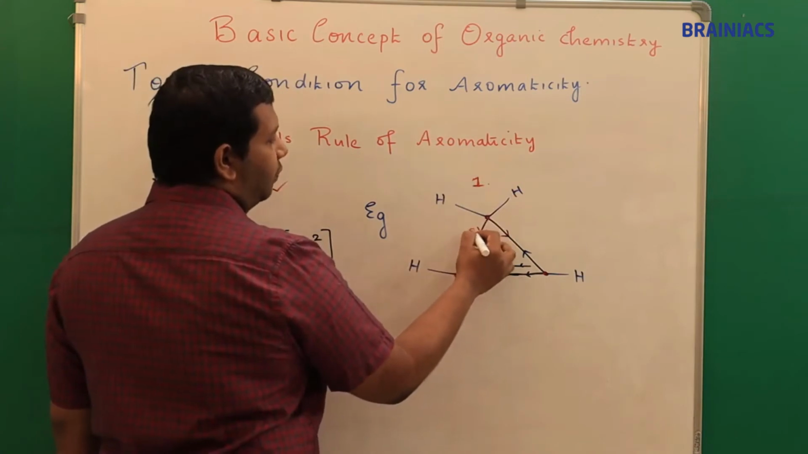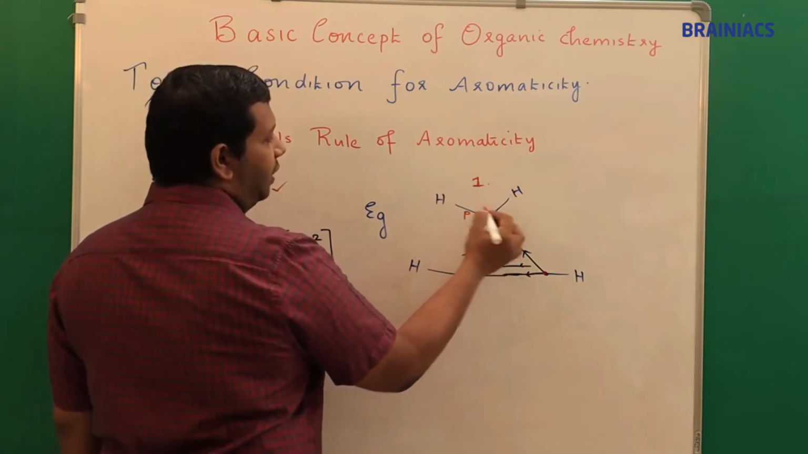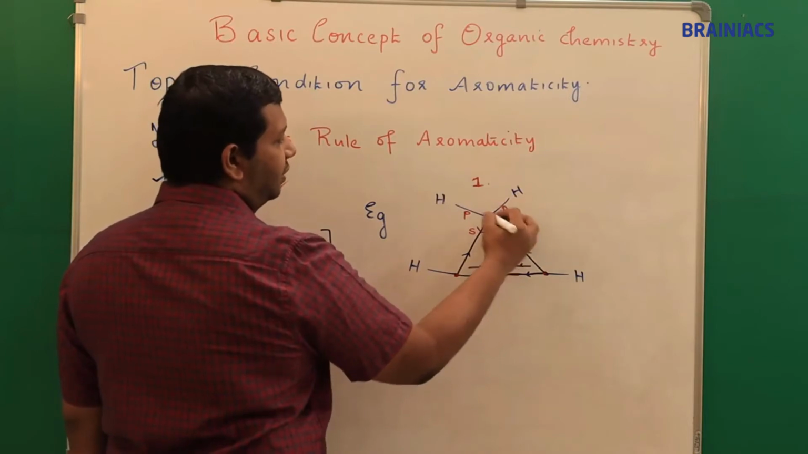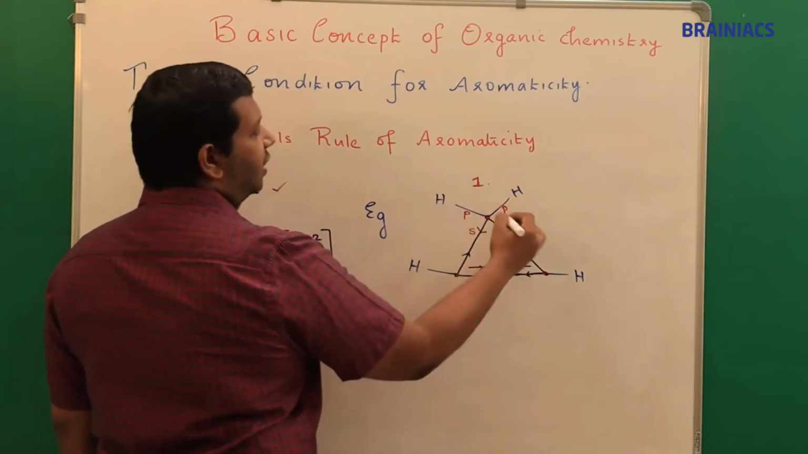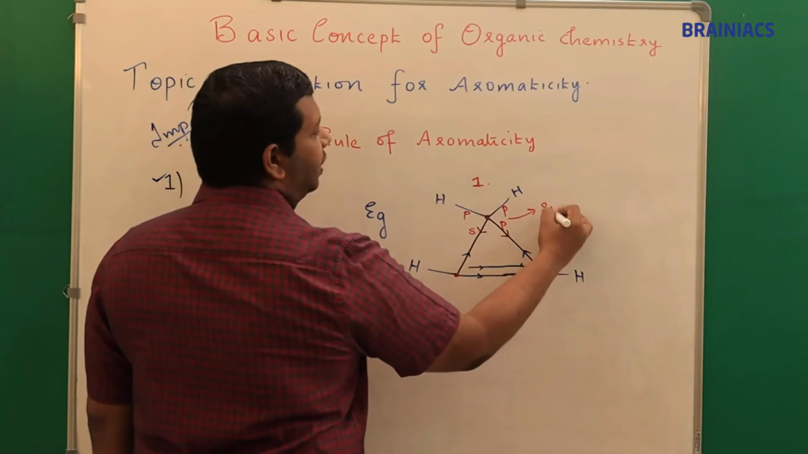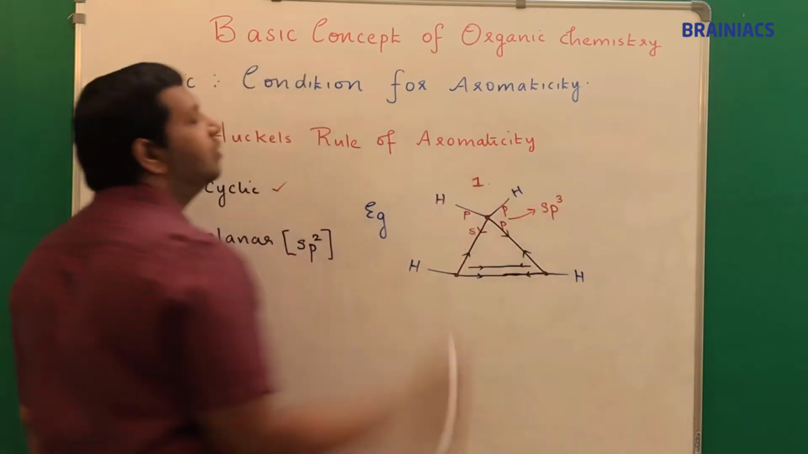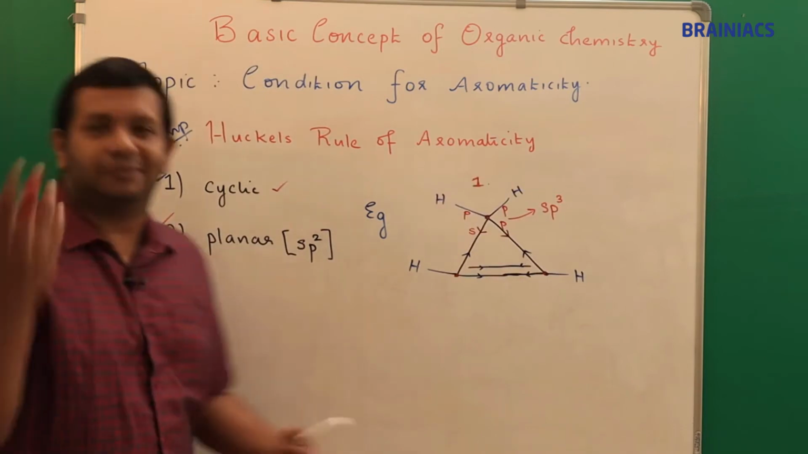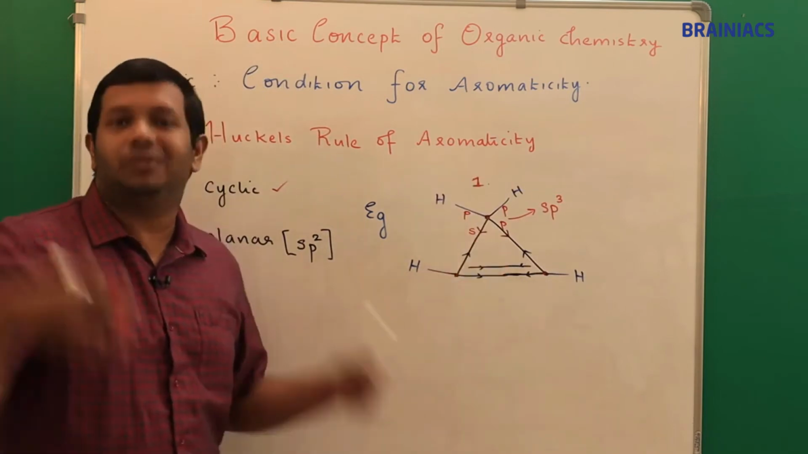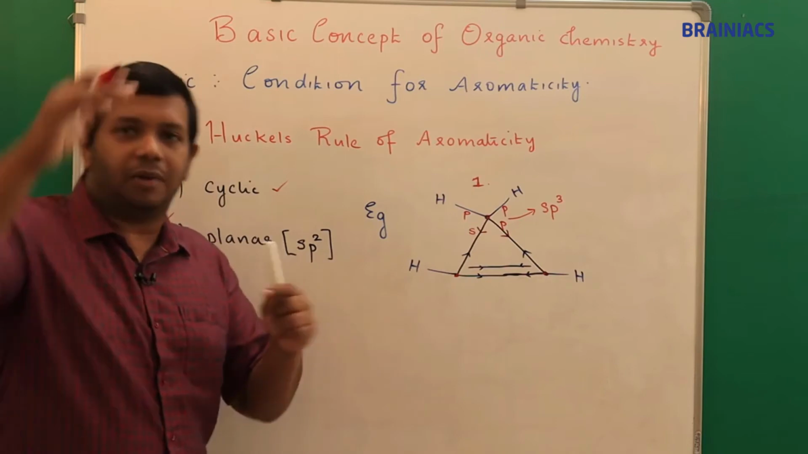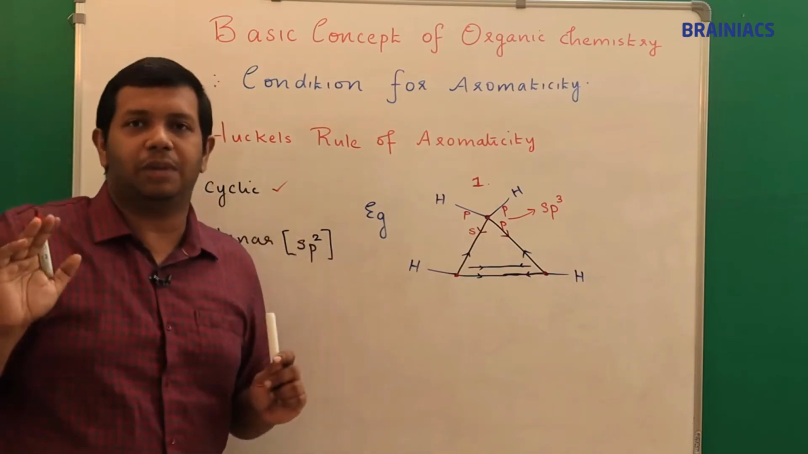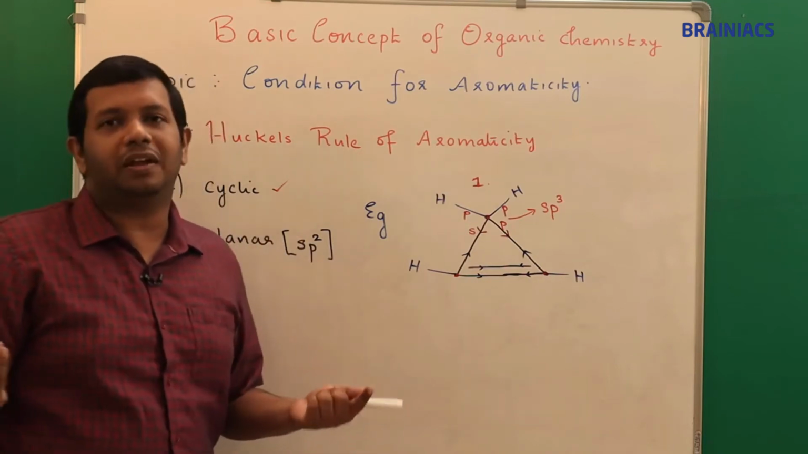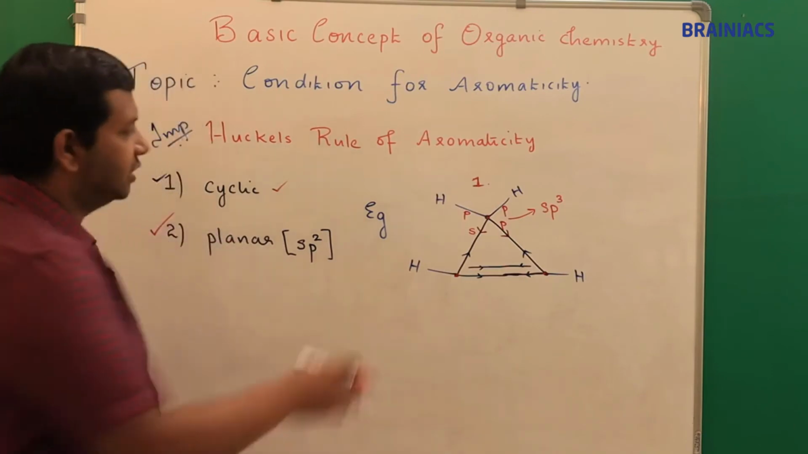I will put for one valency s, for the next valency p. For the third valency again p, there is another valency p. So what is the hybridization here? sp3. That means that carbon atom is tetrahedral. I don't want to check further, because if any of the carbon atoms is not sp2, surely that carbon atom will be in a different plane or shape. Then that compound is not planar. Actually I can stop from here, but I can check here also.